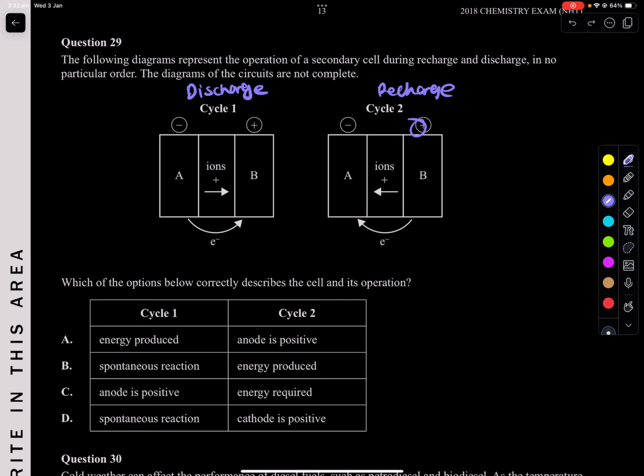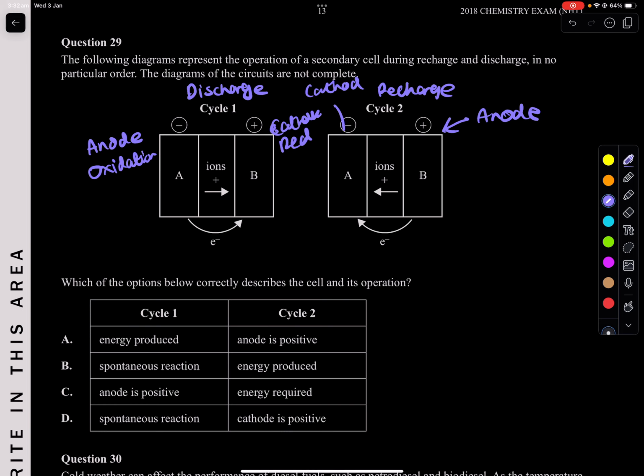What else do we know? Because this is negative, this is going to be the anode, where oxidation will occur. This is the cathode, where reduction occurs. In this case, don't be fooled. If this is negative, it's going to be your cathode. So this one over here is your cathode, and this one here is your anode.